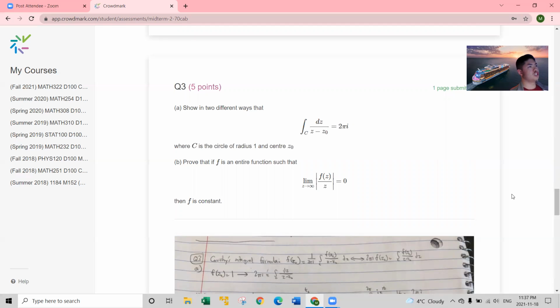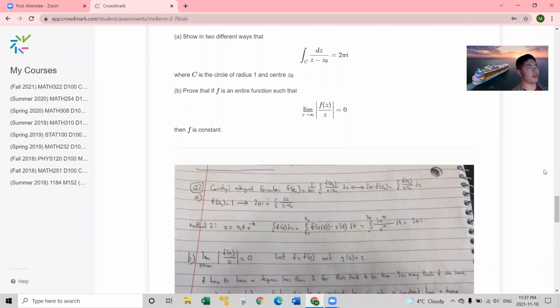Okay, part 3. A. Show in 2 different ways that this integral around a contour C is equal to 2 pi i, where C is a circle of radius 1 centered at z naught. And B, prove that if f is an entire function such that the limit as z goes to infinity of the absolute value of f of z over z is 0, then f is constant.